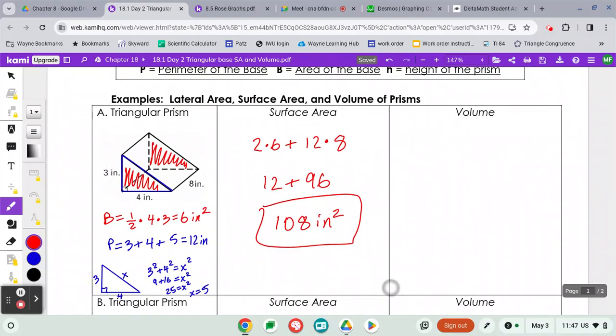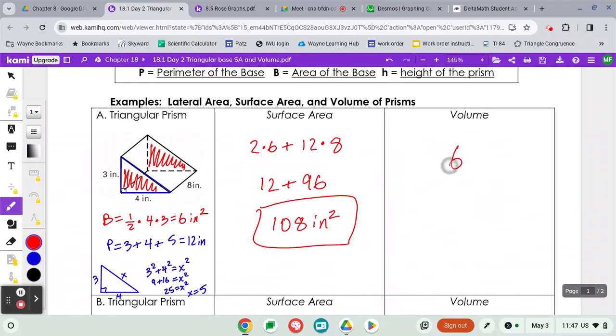Now let's do the volume. So for volume, area of the base, which we already know is 6, times the height of the prism, which we know is 8. 48 inches. What's different about this one? Cubed. All right.